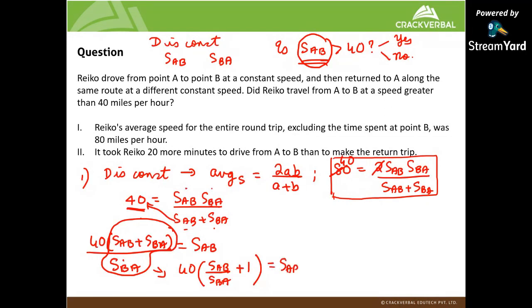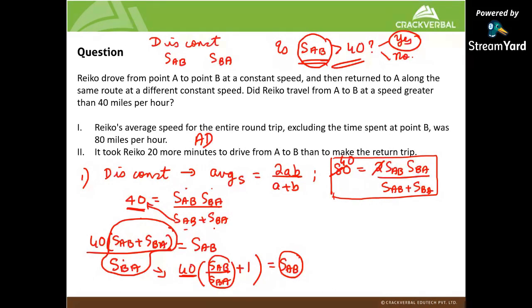So you see what's happening? SAB is equal to 40 into 1 plus some fraction. And when you have 1 plus some fraction, that value is always going to be greater than 1. And if I multiply it by 40, the value is always going to be greater than 40. So you see what's happening? It's answering the question with a definite yes. So the first statement is sufficient.